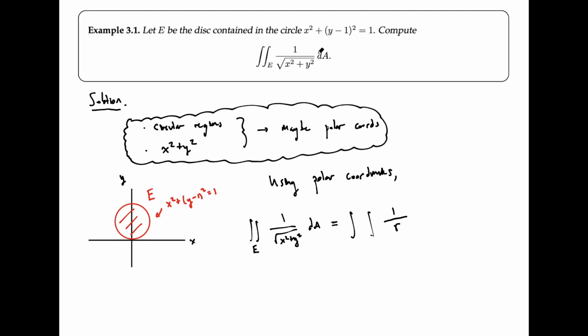Now dA, which we can think about as corresponding roughly to dx dy, when we convert to polar coordinates, we pick up this extra factor of r. So the dA is going to turn into r dr d theta. And that's really convenient. The r's cancel out, so the actual integration will be easy. We just have to figure out what the appropriate bounds are.